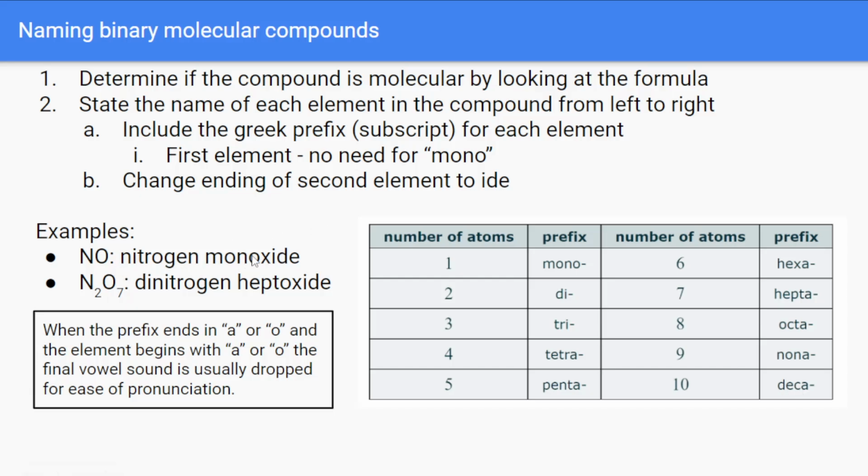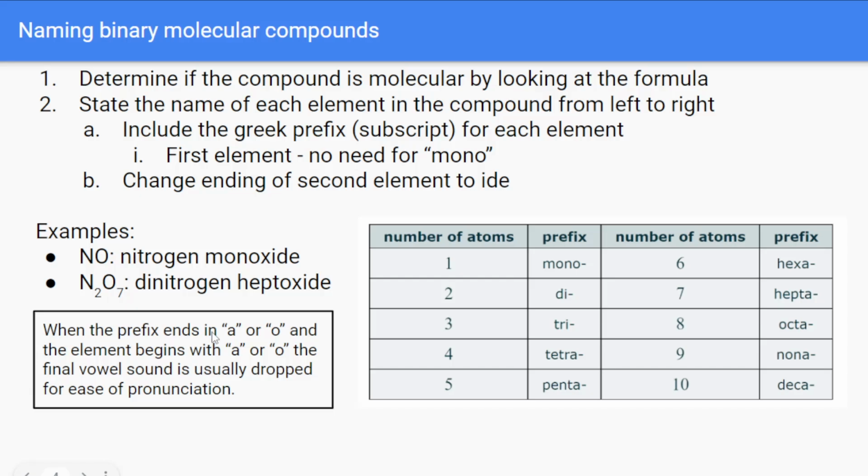In this example, you may have noticed that I have a Greek prefix for the second element, for oxygen, but I don't have a Greek prefix for the nitrogen. And the reason for that is because in this formula, notice how there's only one nitrogen. So if the first element in that formula, there's only one of them, like you see right here, we drop the mono. We don't include the mono in that name. So it would be nitrogen monoxide. Mono because there's one oxygen.